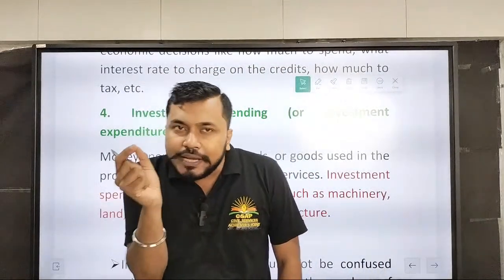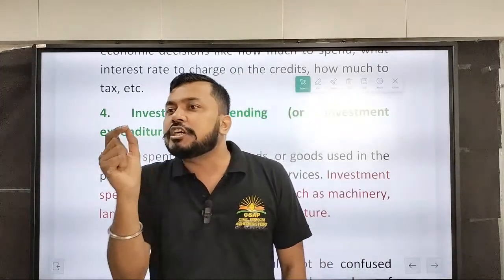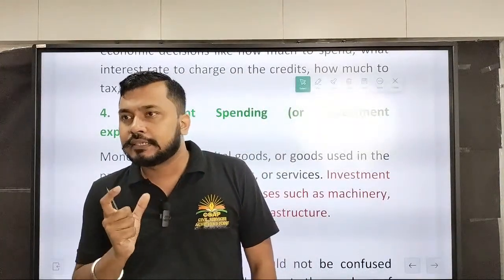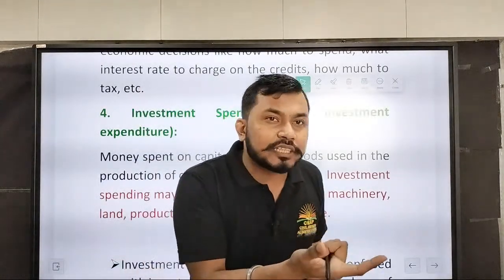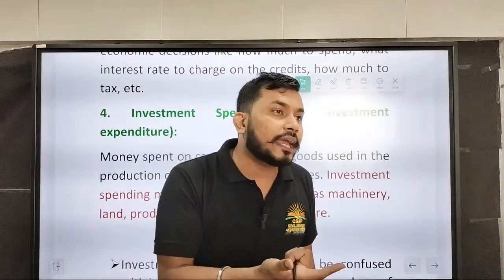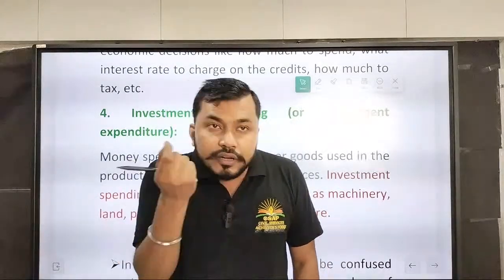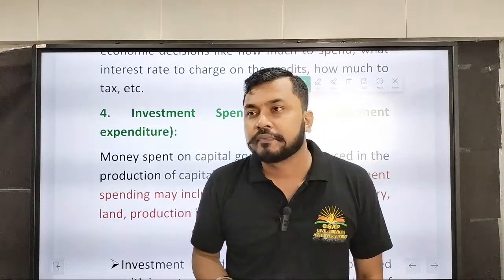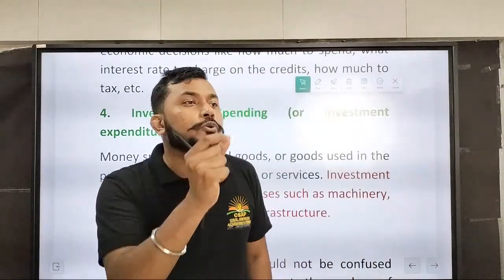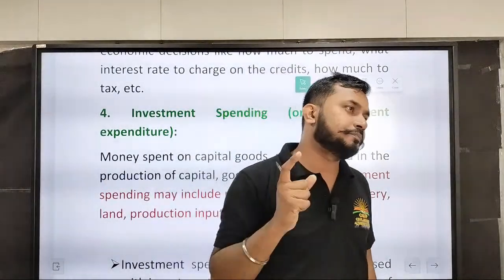So when the government incurs expenditure to create assets such as schools, hospitals, roads, bridges, canals, railway lines, airports, or to reduce its liability such as repayment of loan, such expenditure is known to be the capital expenditure.